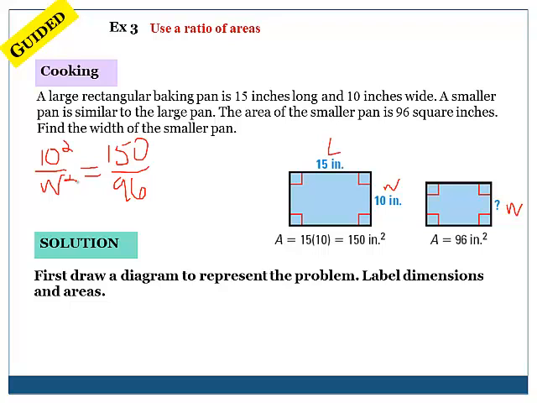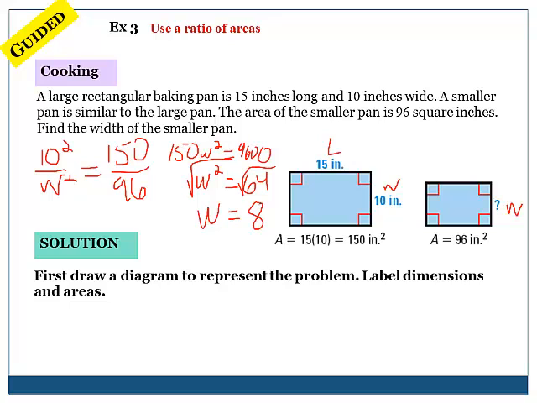When you cross multiply, you should get 150 W squared is equal to 9,600. Divide by 150 on each side, and we will get W squared is equal to 64. Square root both sides, and we will say W is equal to 8. And that's a positive 8.